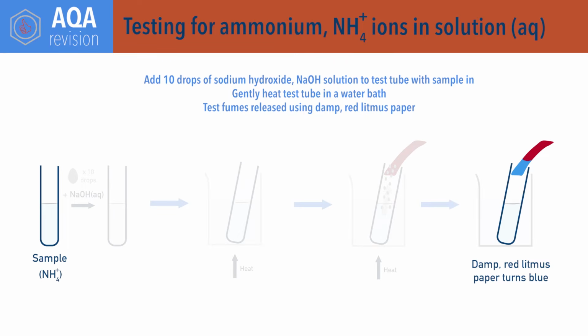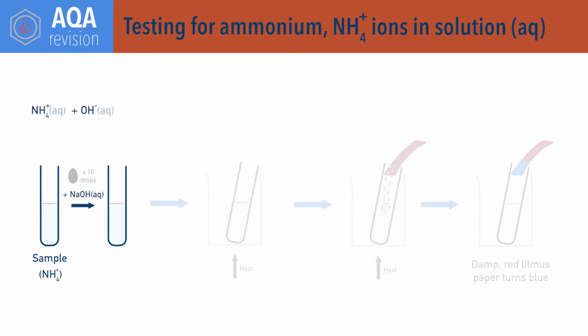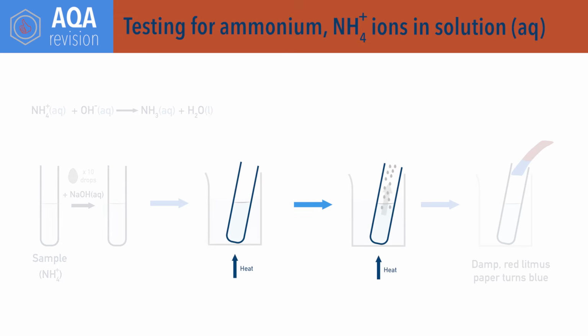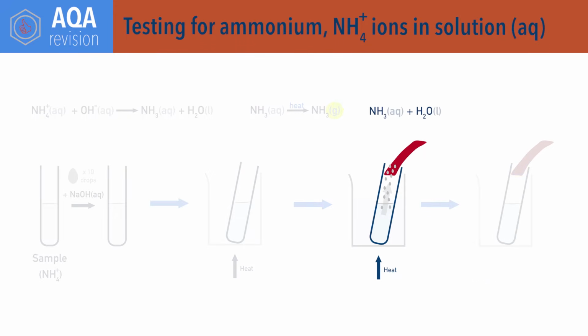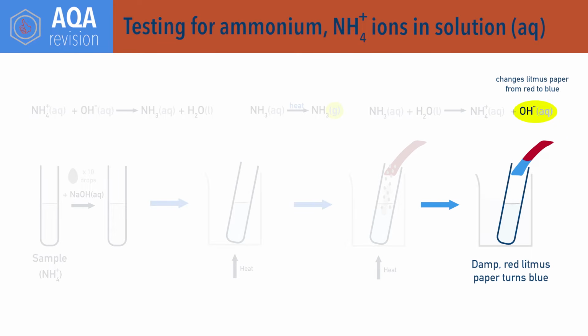blue. This test works on the basis that the sodium hydroxide added reacts with any ammonium ions in the sample, forming ammonia and water. As the solution is gently heated, the ammonia leaves the solution as a gas. This ammonia gas released then reacts with the water on the litmus paper, forming ammonium ions again and hydroxide ions. The hydroxide ions cause the color of the litmus paper to change from red to blue. This is why red litmus paper is also used to test for hydroxide ions in solution.